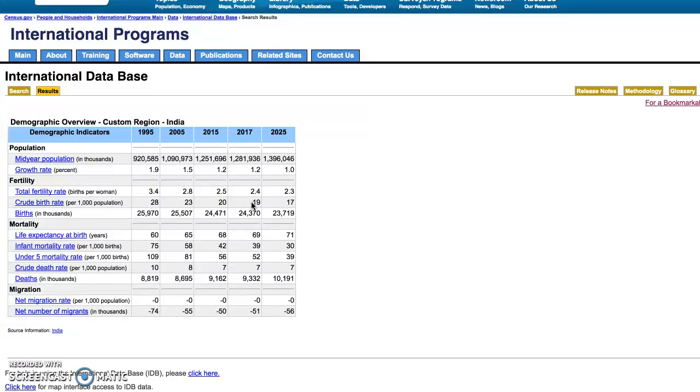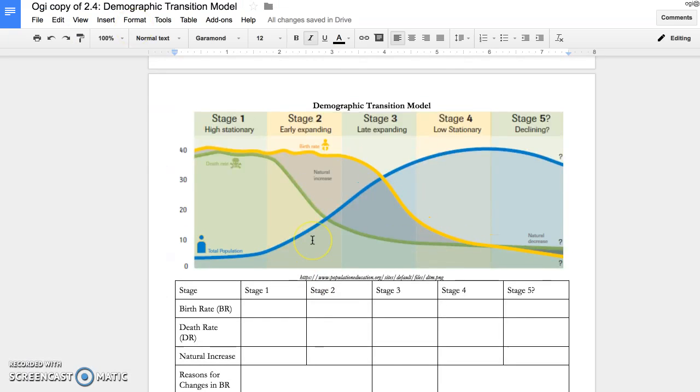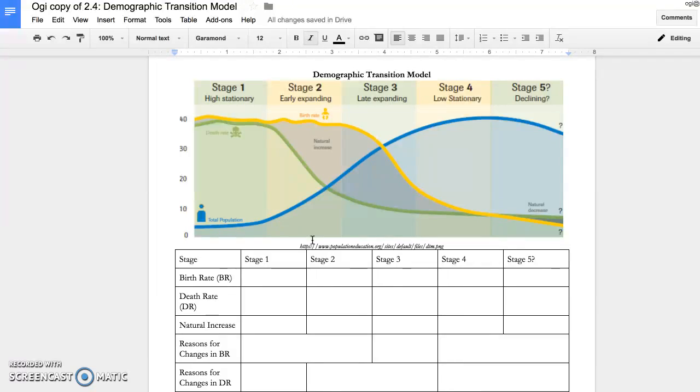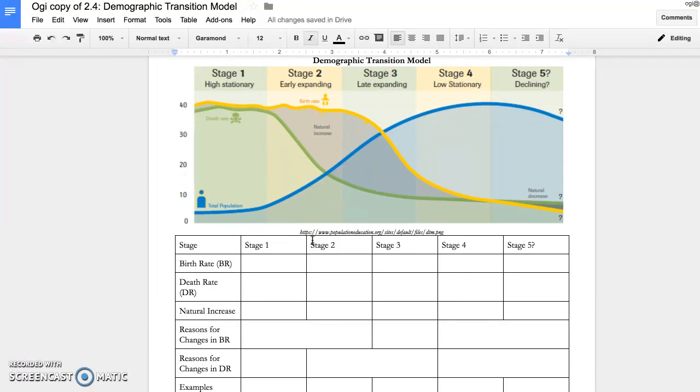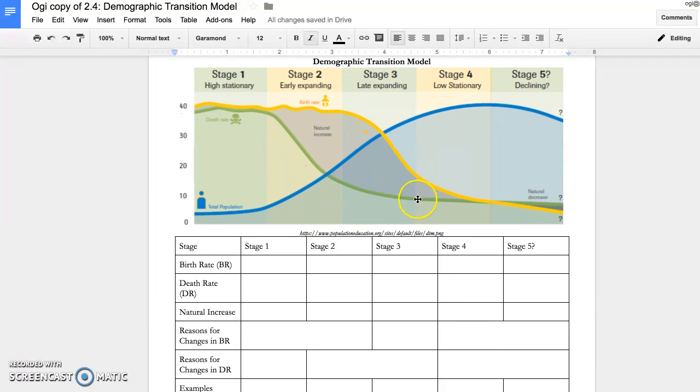So for India, for example, I have a crude birth rate of 19 births for every 1,000 people and a crude death rate of 7 deaths for every 1,000 people. So I'm going to go back to this chart here. So 19 minus 7 is 12. It's a really high, when divided by 10 is 1.2% increase for every year. And that's really high actually.